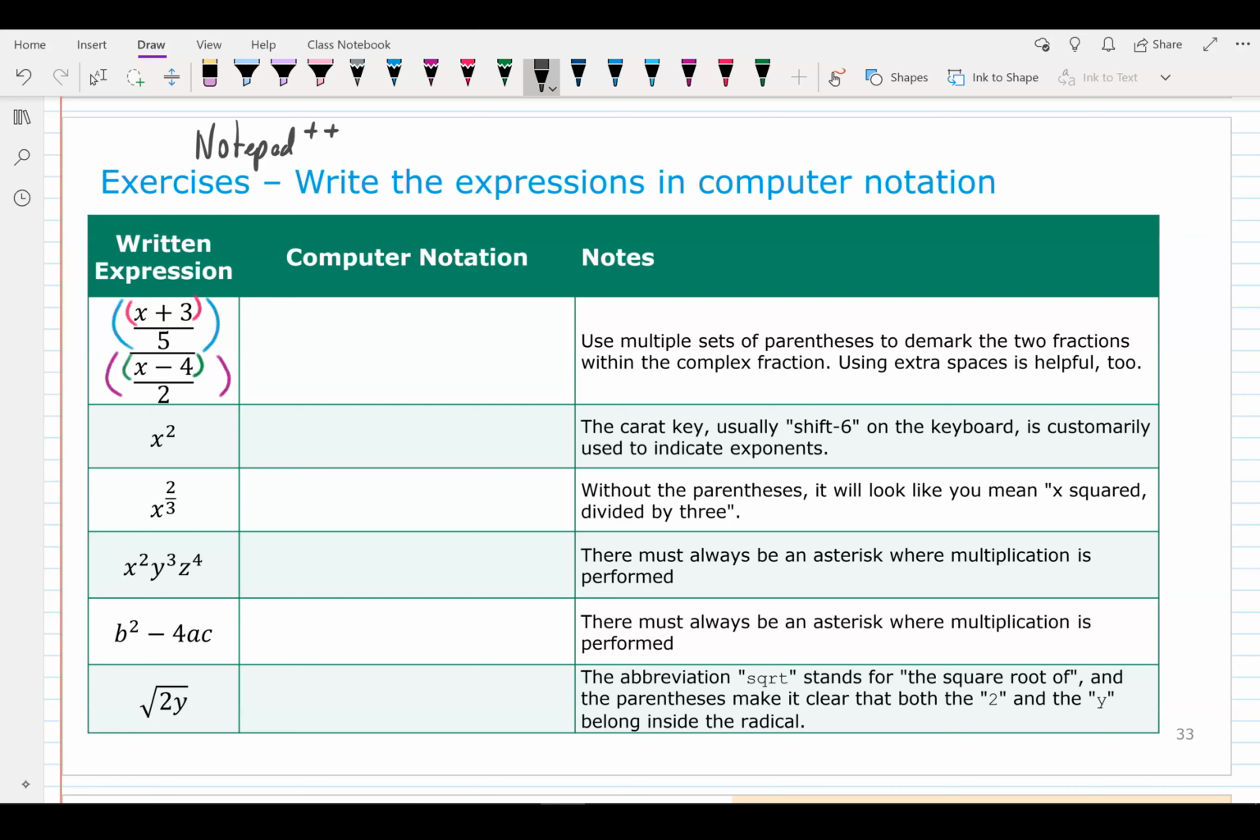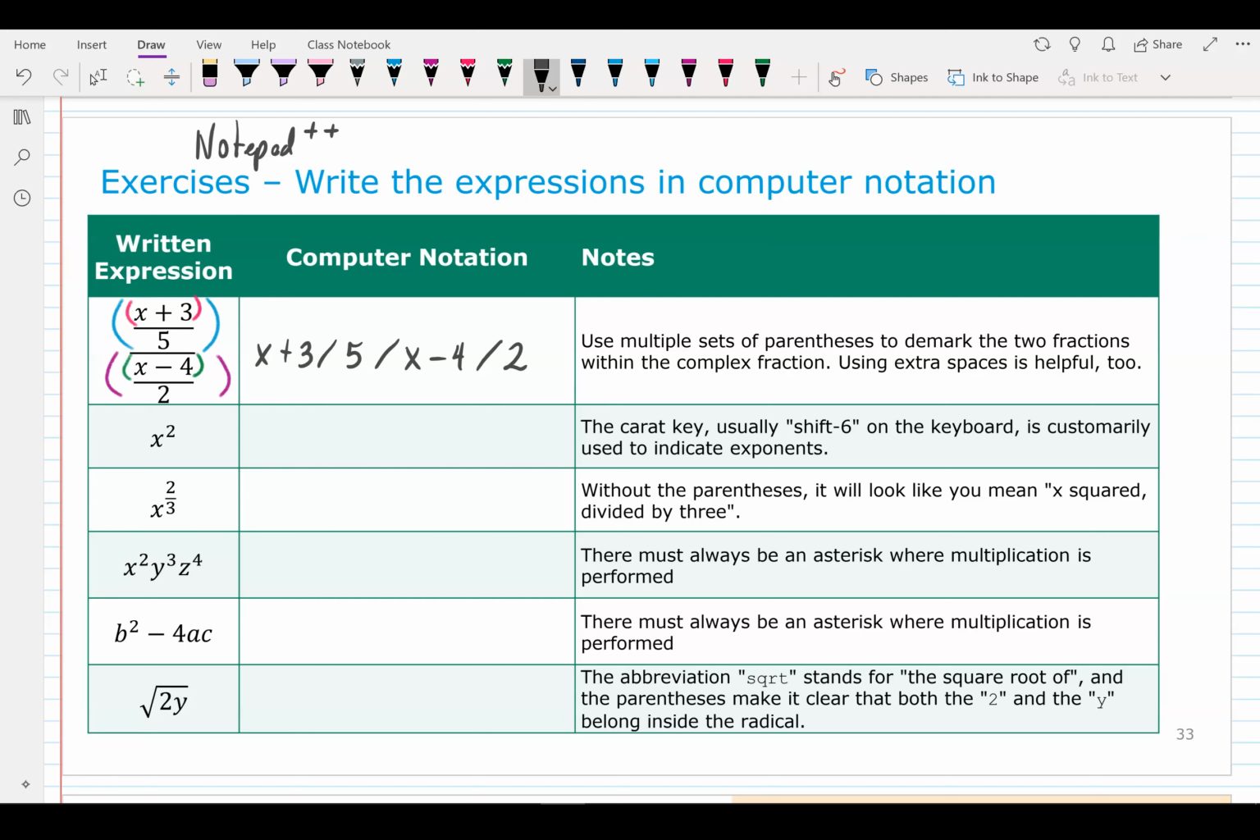I think there's a color coding method that it uses. But we don't have that color coding method right now, so let's just write out what we have. We have x plus 3 divided by 5 divided by x minus 4 divided by 2. And I've still got these bad habits. These x's are not supposed to be cursive, because computers don't deal with that in a command line.